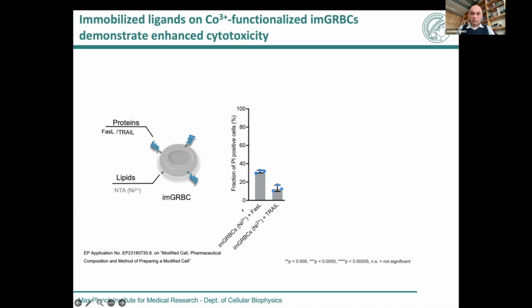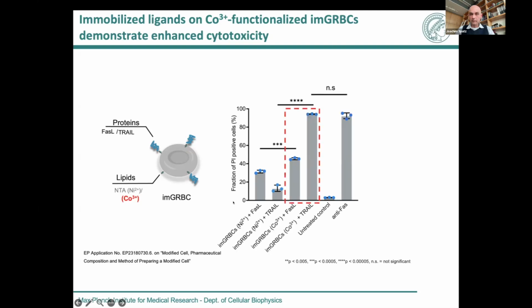interactions. Now, if we switch from nickel 2+ to cobalt 3+, then you see there's a strong boost. So with TRAIL, you even get 100% killing now. Also with FAS ligands, it's up to 50%. So it's really substantially enhancing the cytotoxicity of these now synthetic immune cells: red blood cells equipped with a death ligand.